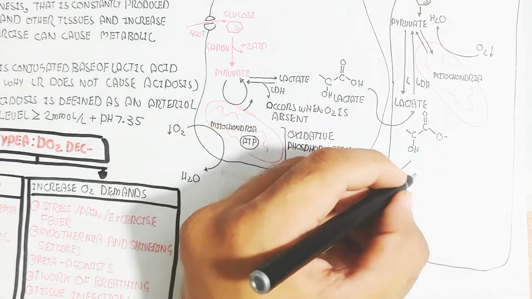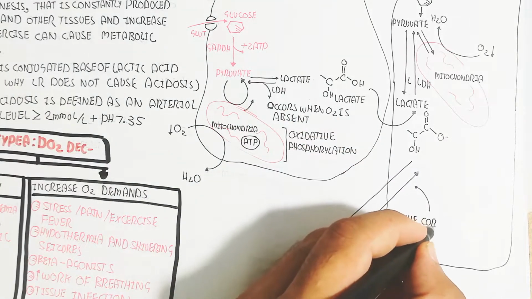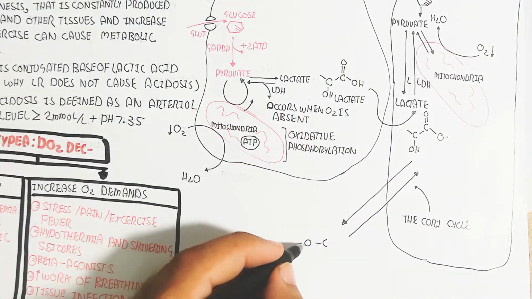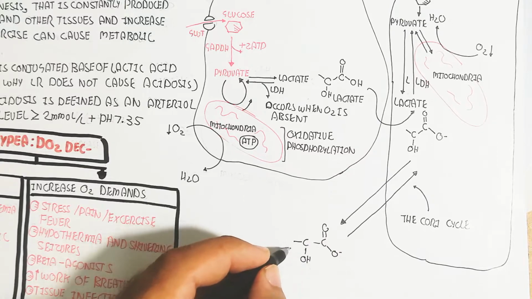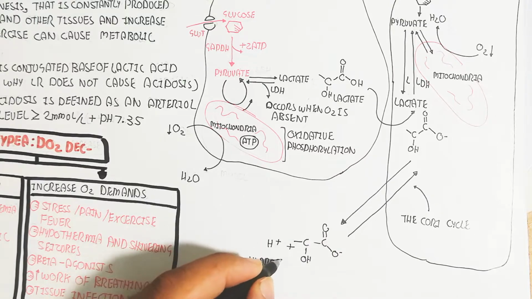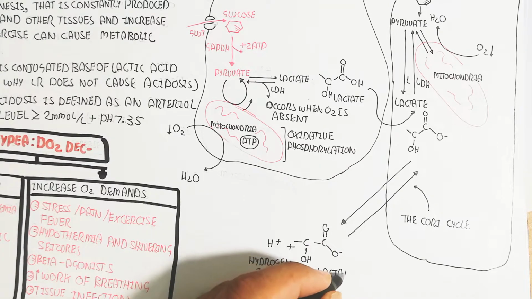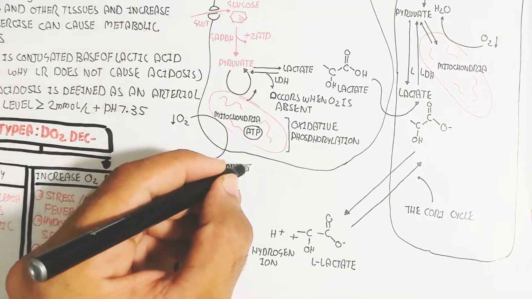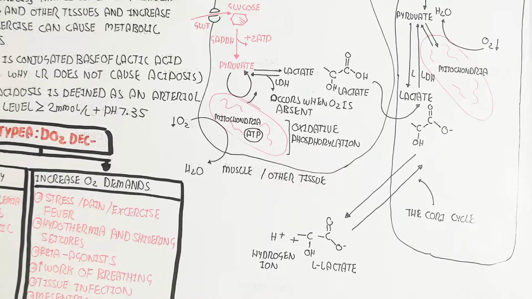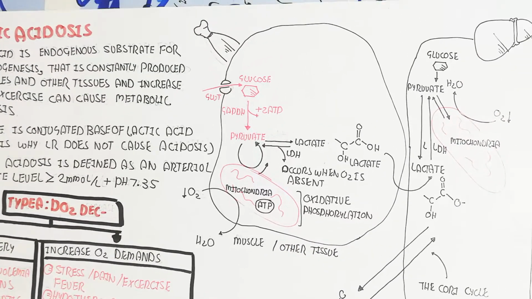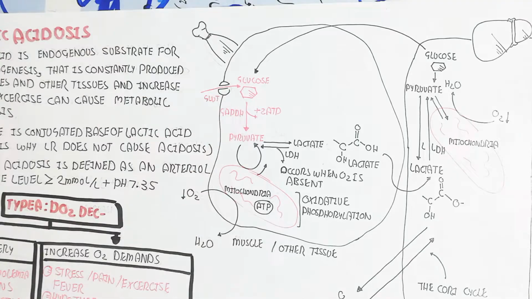Basically, Cori cycle means the L-lactate will be produced after the dehydrogenation. So the lactate dehydrogenase enzyme will produce the hydrogen ion as well as the lactate, the L-lactate. So what should you get as the concept from this Cori cycle? The Cori cycle we will discuss.